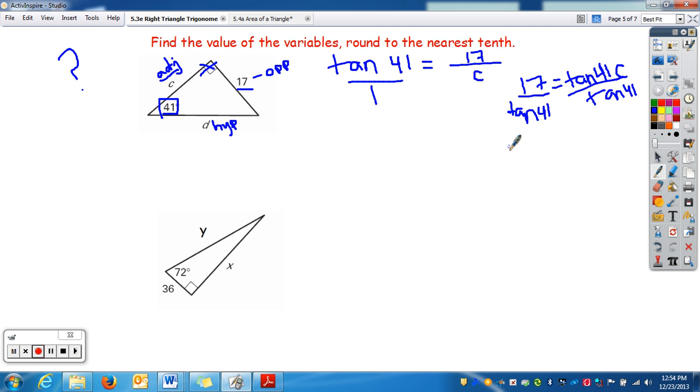So to calculate this out, just to actually get C, you need a scientific calculator to do it, so let me pull up my graphing calculator.